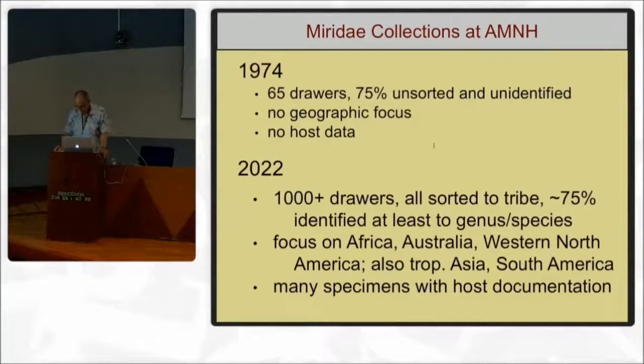When I arrived in New York, the AMNH Miridae collection consisted of about 65 drawers of specimens. 2/3 had never been sorted to any level except Miridae. And most of the ones that were sorted and identified came from the collections of Meyer Dür, the Swiss entomologist from the middle of the 19th century. Today, the AMNH Miridae collections exceed 1,000 drawers, with about 75% of all the material sorted at least to genus.